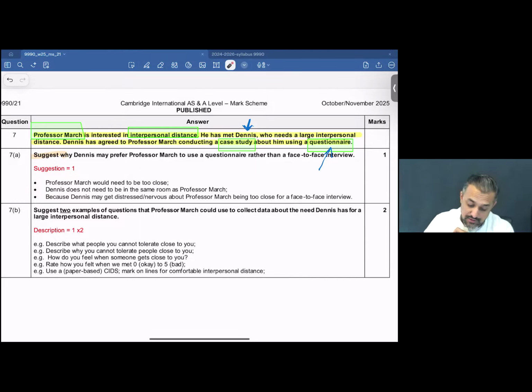Dennis does not need to be in the same room as Professor March. Again, you can hand over a questionnaire and just sit in another room, because Dennis may get distressed or nervous about Professor March being too close for a face-to-face interview. So you need to understand this, one. And do you realize your knowledge and understanding of the study by Perry et al. was required. Now, what if you're someone who does not remember the study by Perry et al.? In that case, you wouldn't know what interpersonal distance is and you wouldn't understand this entire thing. So that was a simple one. Let's move on to the next one.